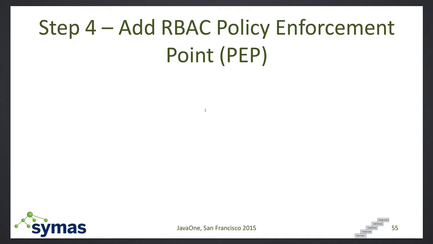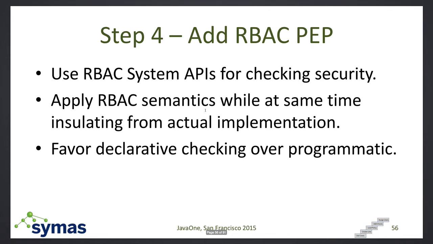Step 4, we are going to add the RBAC policy enforcement points. This is the point in time where we have to wake up the programmers, and we're going to tell them to use RBAC system APIs for checking security and standardize on RBAC semantics, but don't standardize on a particular implementation. So use a facade and insulate your app from whatever the back-end system is, and in that way, as the implementation changes, you won't be severely impacting your app because presumably the model will stay the same.